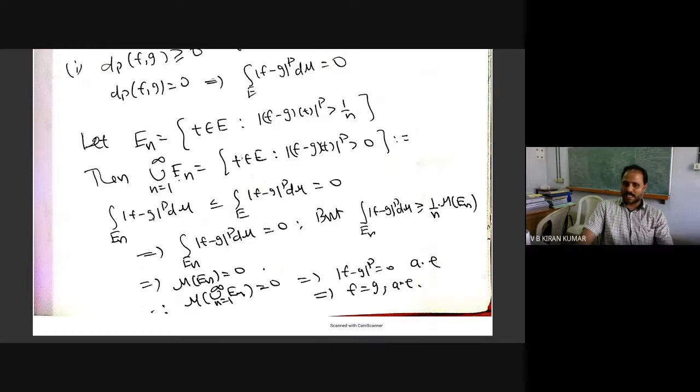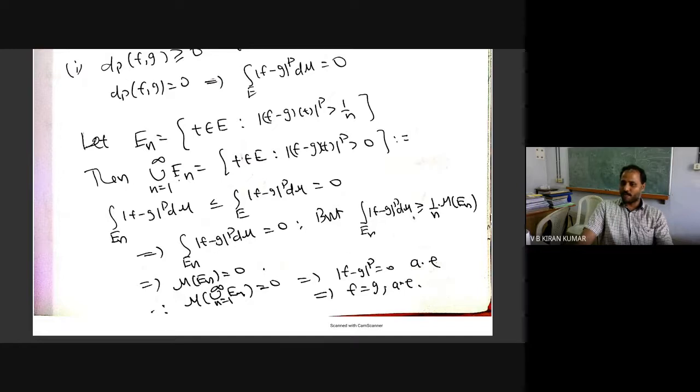This implies that this is 0. Therefore, the integral over En of |f − g|^p is 0. But let us compute this. On En, we know that |f − g|^p is greater than 1/n, right? So you can replace this by: this is greater than 1/n times the integral of 1 dμ.